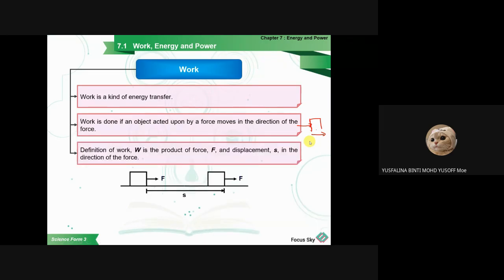So what is the definition of work? Work is force multiplied by displacement, or the product of force and displacement in the direction of force. That's the same thing. This is the formula, and remember the unit for work is joule, or you can put Newton meter.